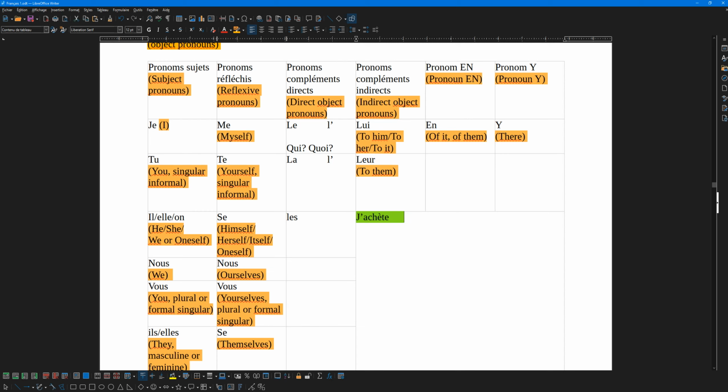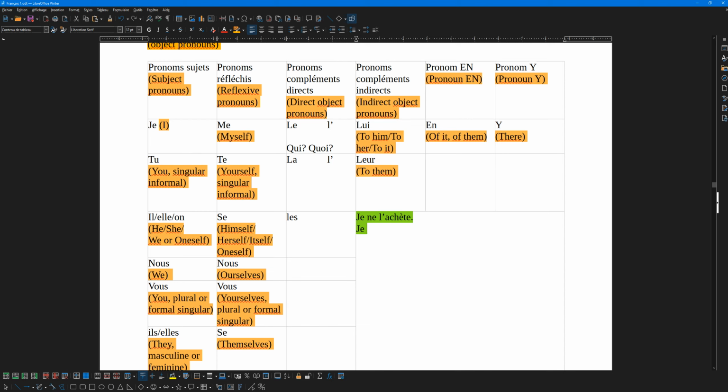So if I change le chien, I will put its masculine here. Je l'achète. So I have to put an l'apostrophe in front of it. Now for the negative form, you put the ne right after the pronom sujet here. So it will be je ne. It can be tu ne, il ne, nous ne. So right after the pronom sujet, you put the ne. Je ne l'achète pas.